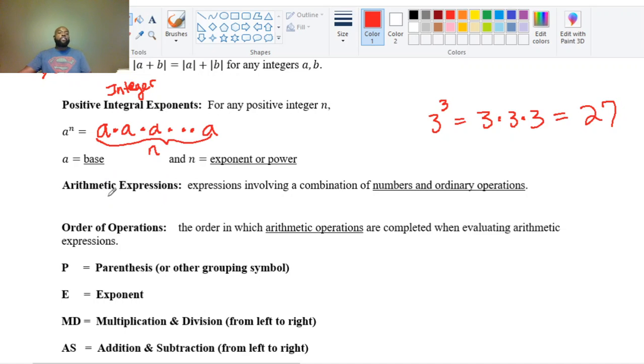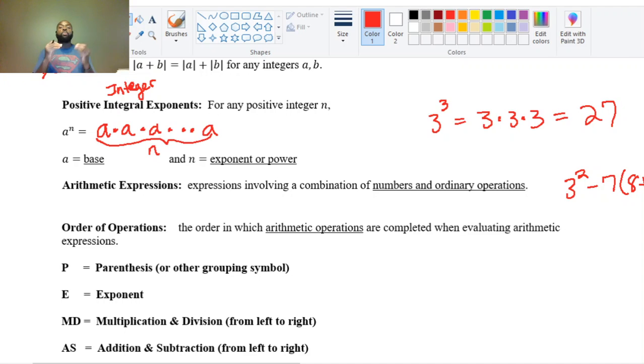All right, arithmetic expressions. These are expressions involving a combination of numbers and ordinary operations, right? So I may have something like 3 squared minus 7 times 8 plus 14 or whatever. This is an arithmetic expression. It involves multiplication, it has exponents, subtraction, and addition, right? It doesn't involve any variables, right?